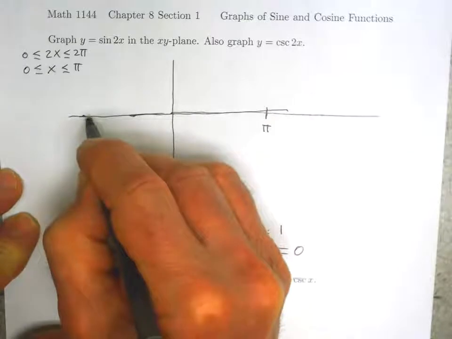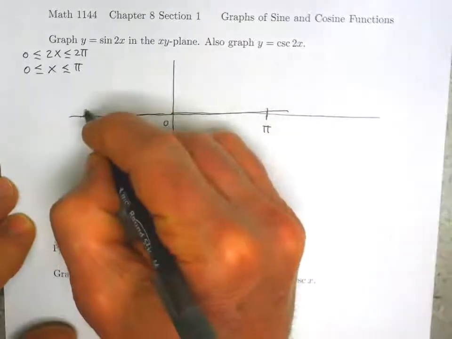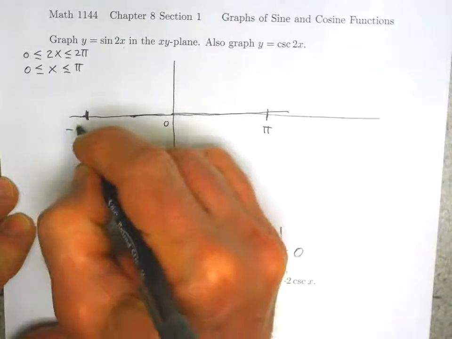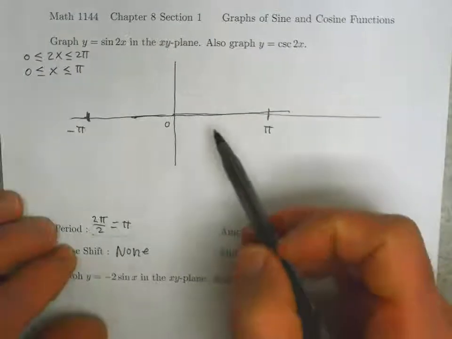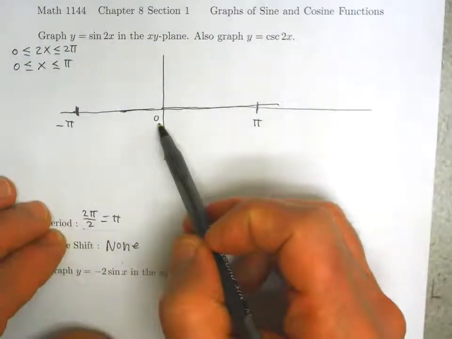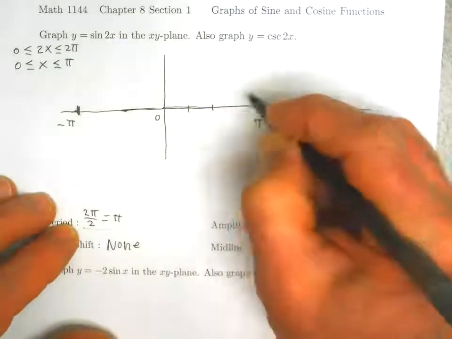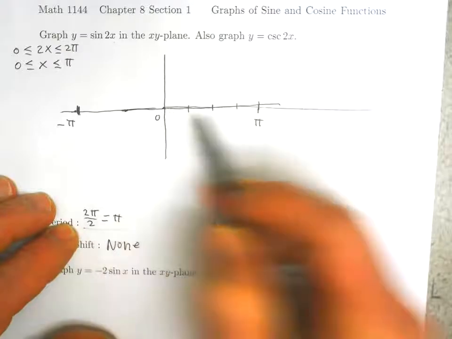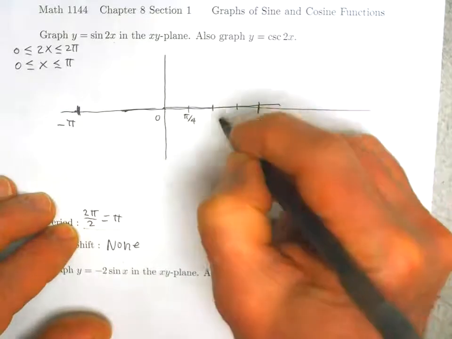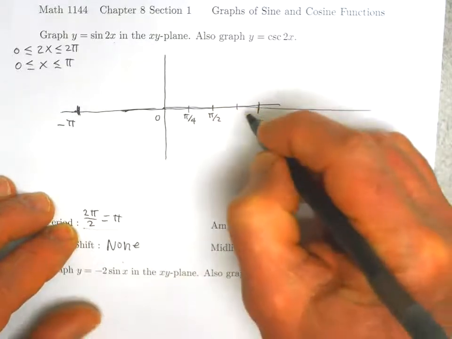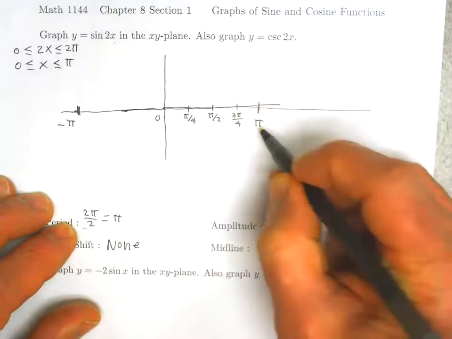And negative pi. We'll just focus on 0 to 2 pi to start with, and then we might extend the graph a little bit later. Okay, so if I divide the interval from 0 to 2 pi into 4 parts, then the length of each of the subintervals is pi over 4. So pi over 4, pi over 2, 3 pi over 4, and pi.